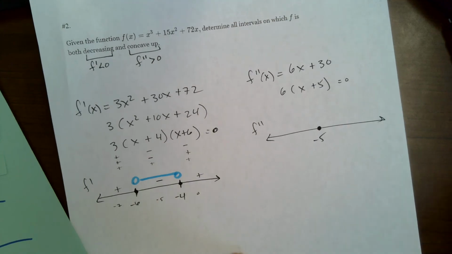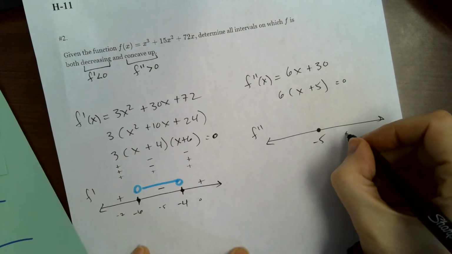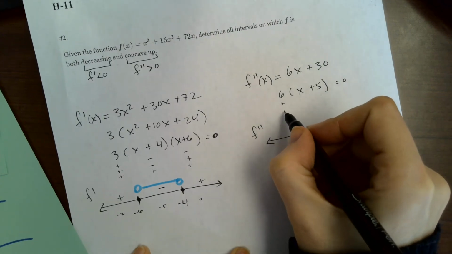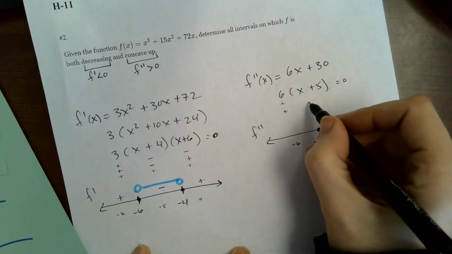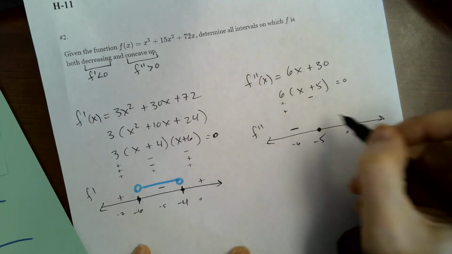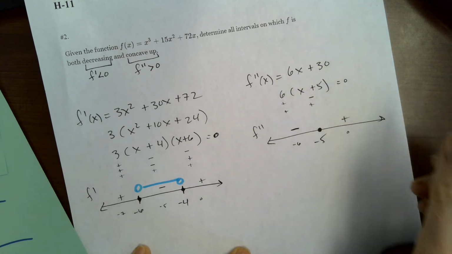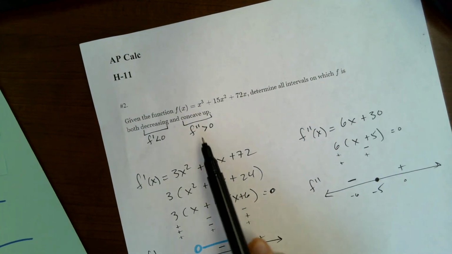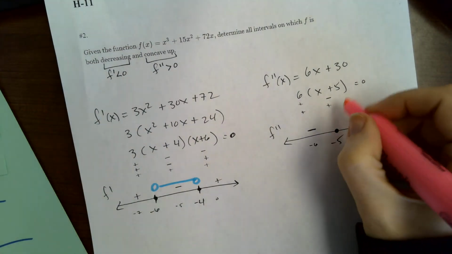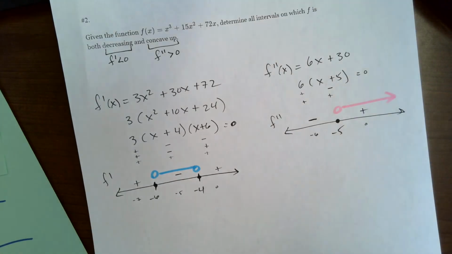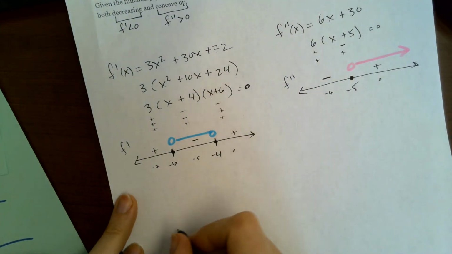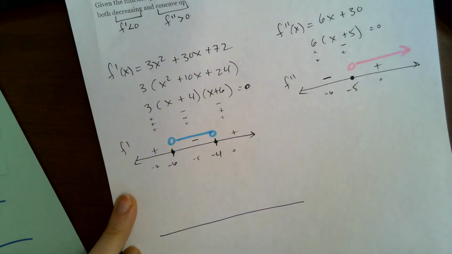Now over here, let me take some testing points. So 0 would be over here, -6. All right, that's always positive. -6 in here would give us negative. So positive, negative, positive. Okay, and then for concave up, we need that, so it would be here.